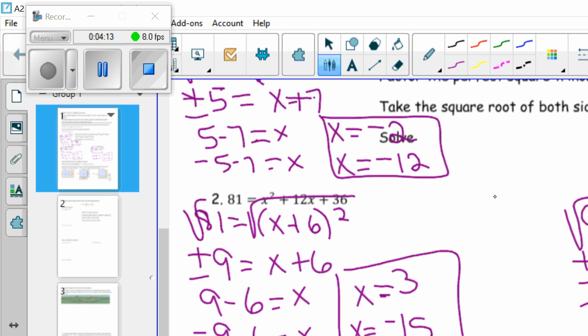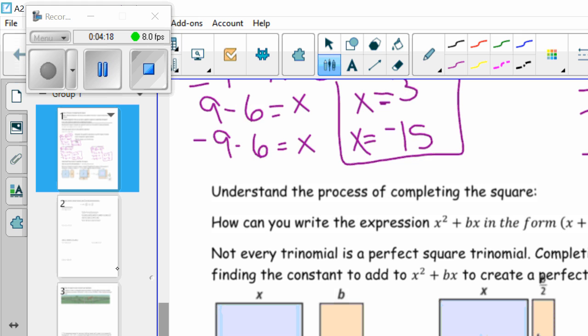All right, so now we're going to talk about completing the square, but we want to understand the process of completing the square. So how can you write the expression x squared plus bx in the form (x + p) squared? It tells us that not every trinomial is a perfect square trinomial. Completing the square is the process of finding the constant, the number that we can add to x squared plus bx to create a perfect square trinomial. So we can make any trinomial out there a perfect square trinomial by completing the square.